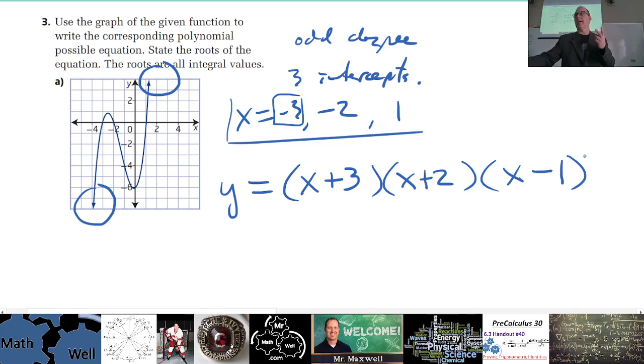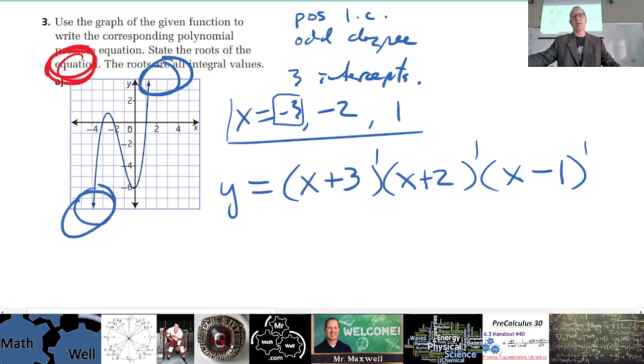Let's check a couple things to see if we're on the right track. Would this be degree 3? Now, we've got x to the 1 times x to the 1 times x to the 1. That's x cubed. If we were to expand this out, the first term is 1x cubed. It's a degree 3. We didn't write it up here, but it's got a positive leading coefficient. How do I know that? Because it starts down here and ends up here. If it was a negative leading coefficient, it would start up here and end down here, right? It would go the other way. But it's positive, so that all works out really good.